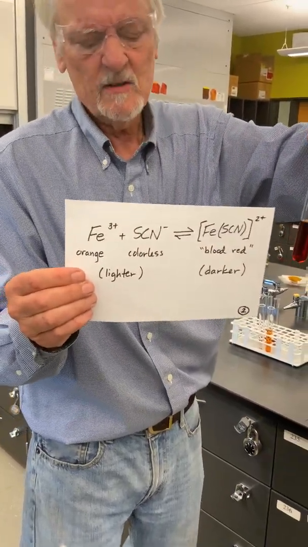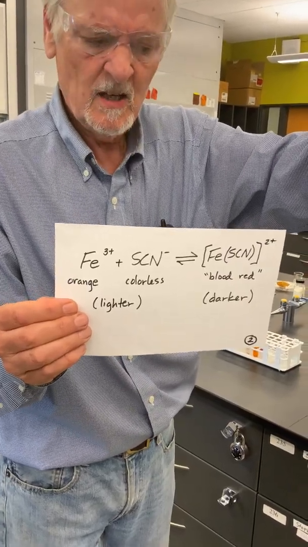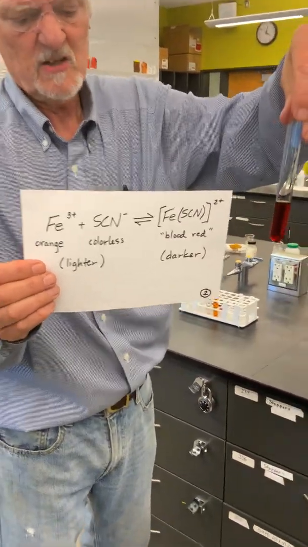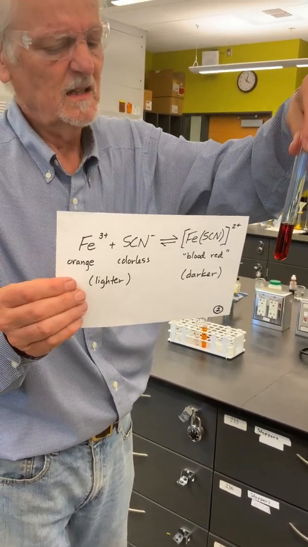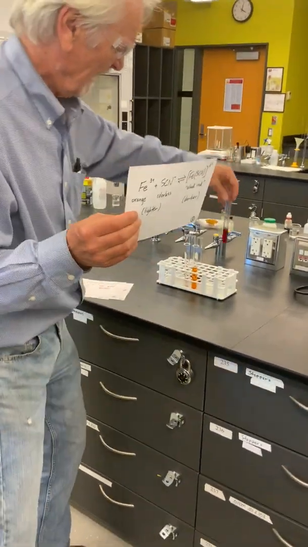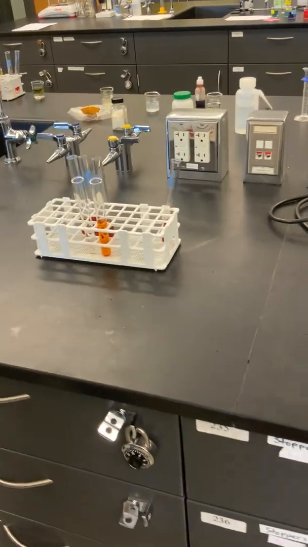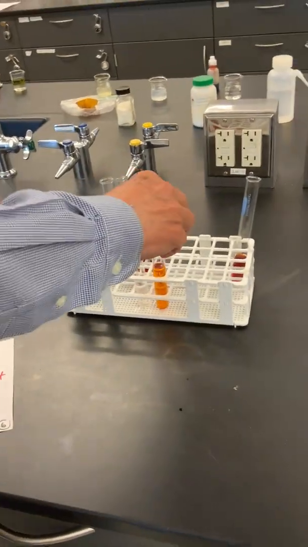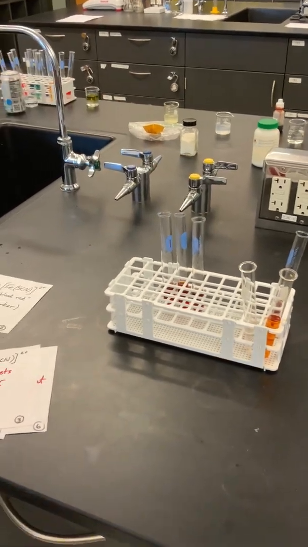But the bottom line here is that anything that we do to shift this equilibrium right should produce a darkening of our solution. And anything we do to shift this equilibrium to the left should produce a lightening of solution. I will leave this test tube alone, and that will serve as our control. And I'm going to take these other test tubes and experiment with them.